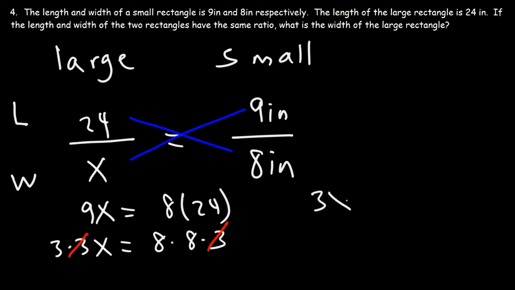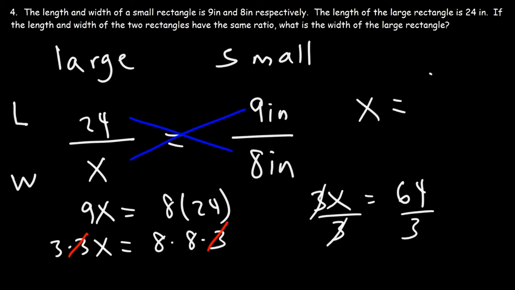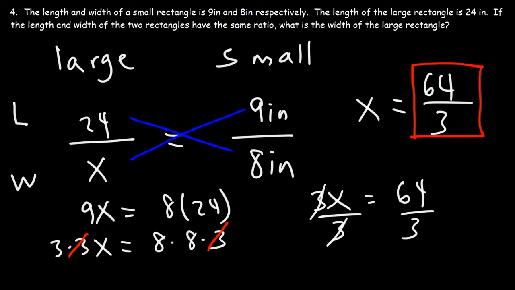So right now we have 3x on the left, and 8 times 8 is 64. Now let's divide both sides by 3. 3 doesn't go into 64, so we can leave our answer as 64 over 3. So that is the exact answer for the width of the rectangle. But if you want to turn that into a decimal, this is about 21.3, or you could say 21.3 repeated. And the units are inches. So that's it for this problem.